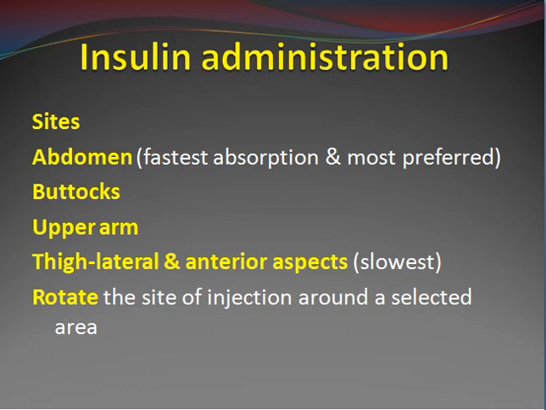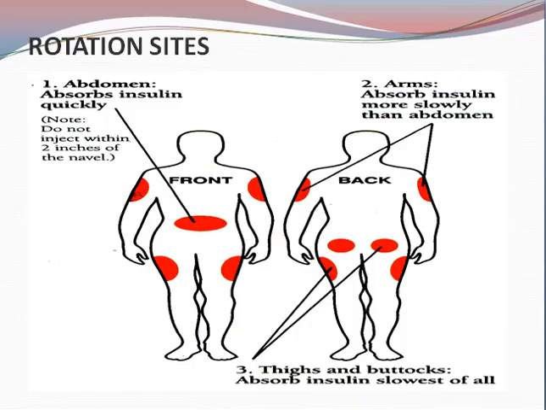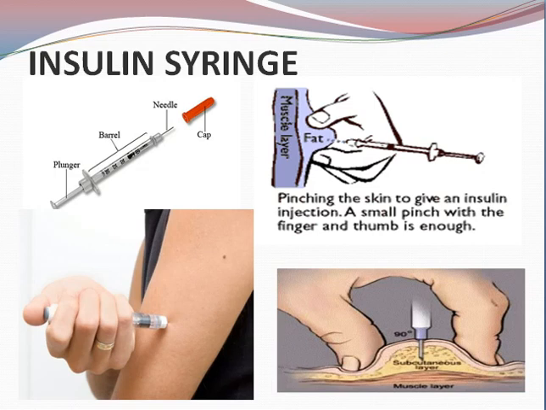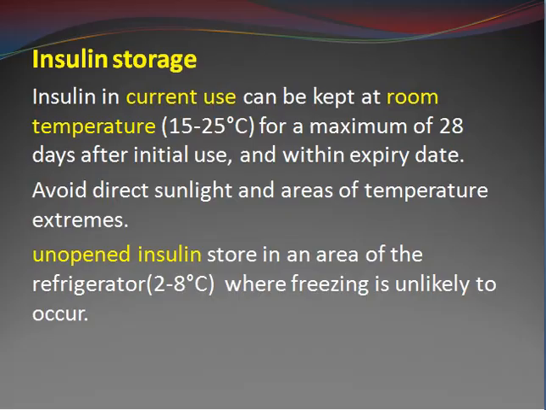Insulin administration. The sites include the abdomen, which has the fastest absorption and is the most preferred site, the buttock, the upper arm, and the lateral aspect and anterior aspect of the thigh. We should rotate the site of injection around the selected area to avoid lipoatrophy and lipodystrophies. This picture will show different sites for injection of insulin. And this picture will show the insulin syringe and insulin being used for administration of insulin.